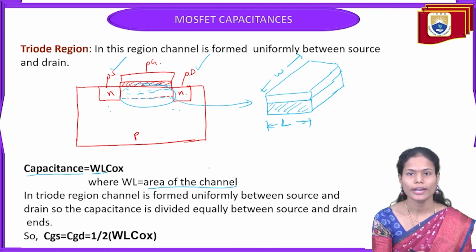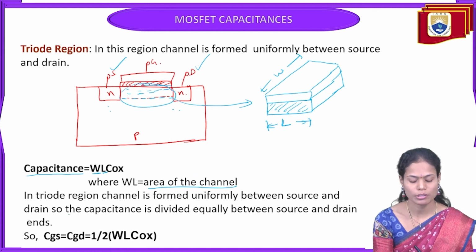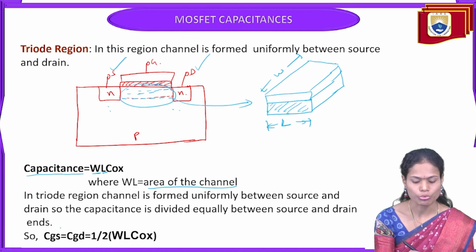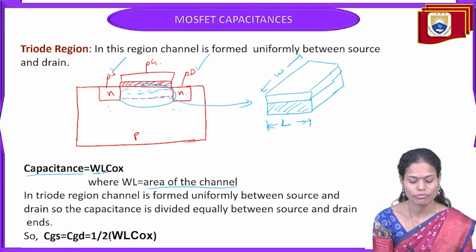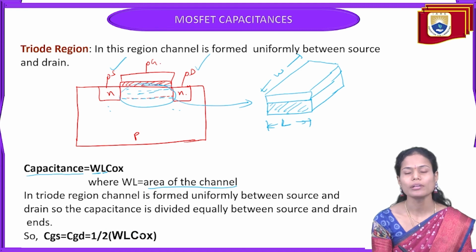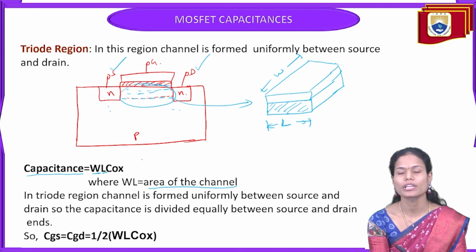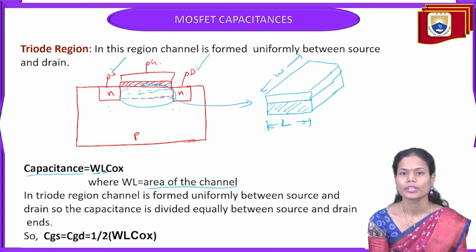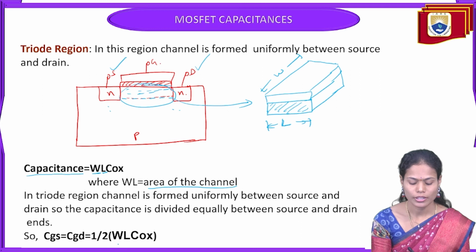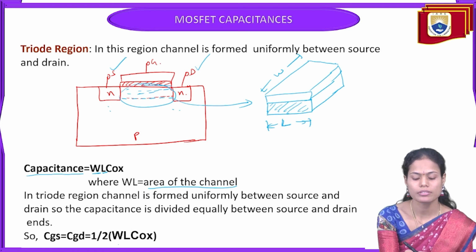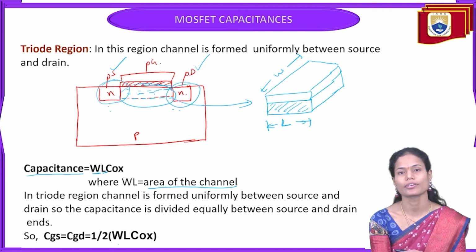So that's why I can write the capacitance which exists between the gate and source as well as between the gate and drain as 1/2 WLCOX. COX is nothing but the capacitance per unit area. So 1/2 into WL into COX. Why? Because the same capacitance is distributed here as well as here.